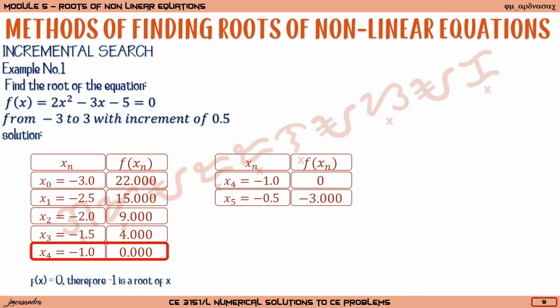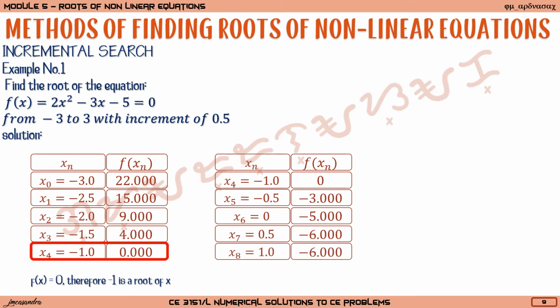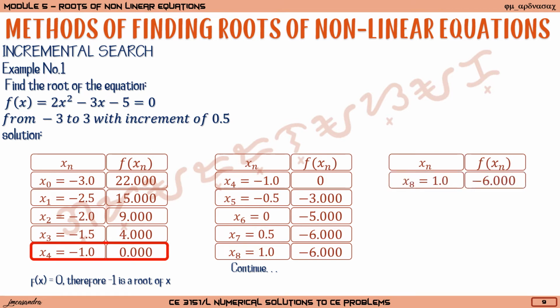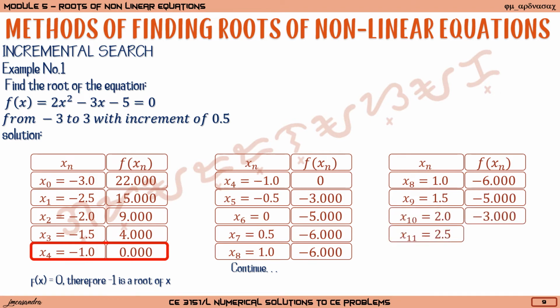That will give us a value of -3. So next, -0.5 plus 0.5 is 0. So f of 0 is equal to -5. Next increment is 0.5, which will give us -6. Then we have 1, which is -6 as well. So we continue until 3. So we have 1, -6; 1.5, -5; 2, -3; 2.5, 0; and 3 is 4.